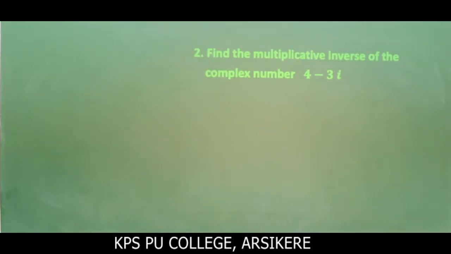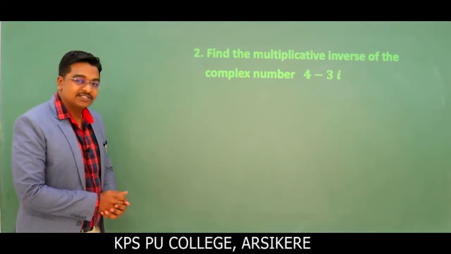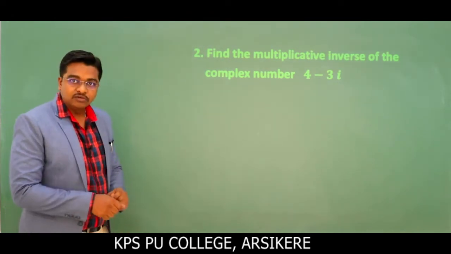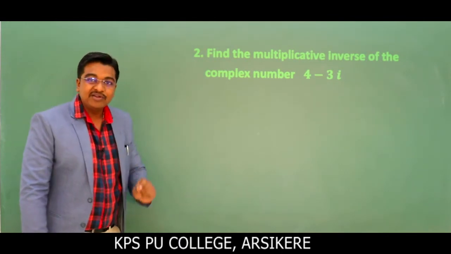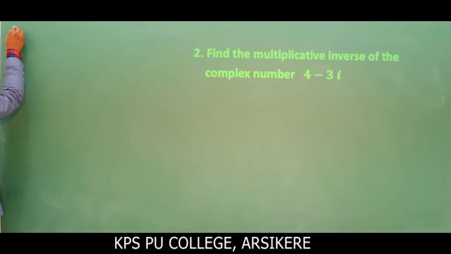Now dear students, we are moving to the second problem. The same thing: find the multiplicative inverse of the complex number 4 minus 3i. So write the question, I repeat, find the multiplicative inverse of the complex number 4 minus 3i. So first take the given number solution.